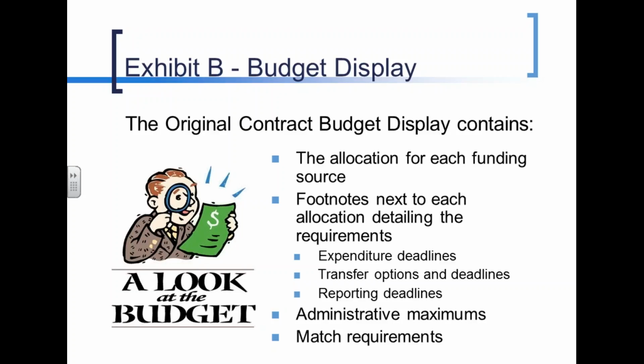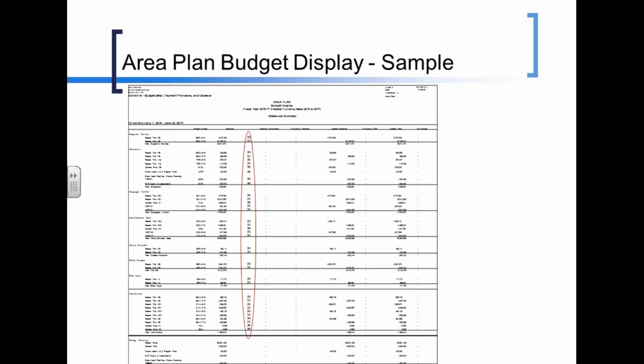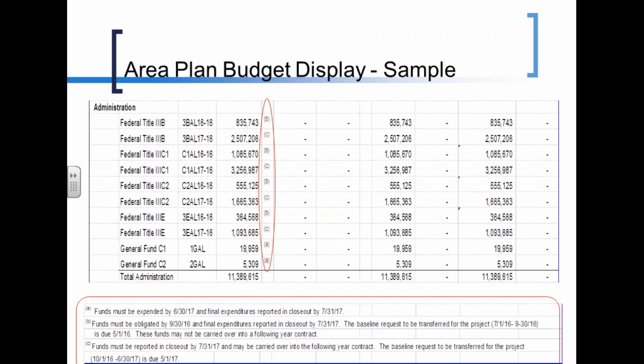The next slide is very small, but we just wanted you to get the idea that when you look at the whole budget display, the part that we're going to be discussing is the circled part there, which is the footnotes, and like June spoke earlier, it's the A, B, and C. The next slide shows you a better view so you can see what we're talking about. This is only the admin part of it, but it's all applicable.